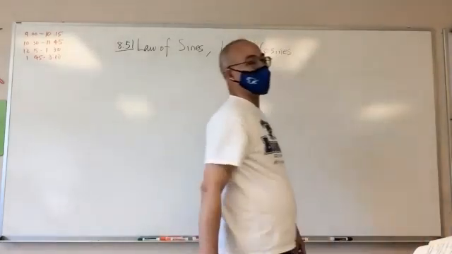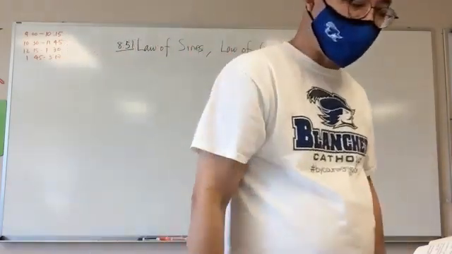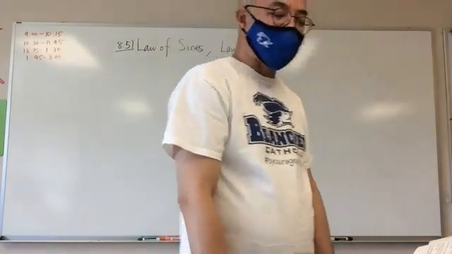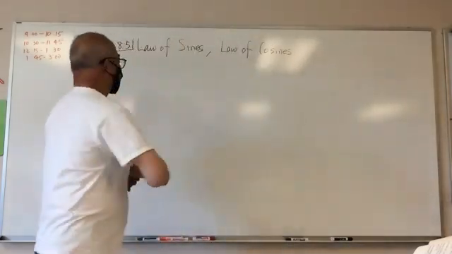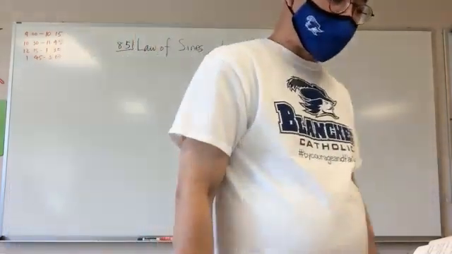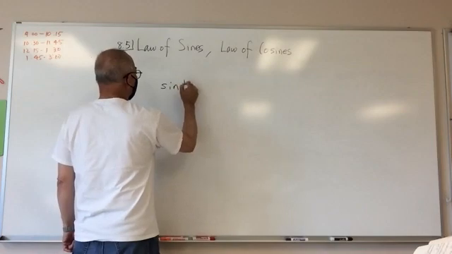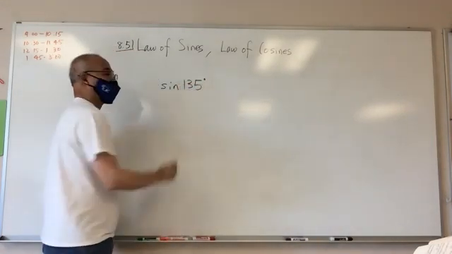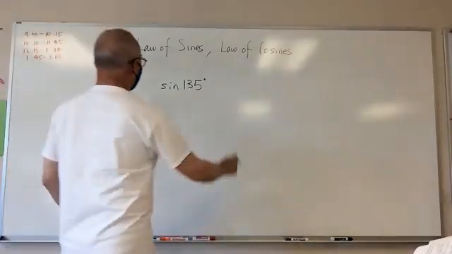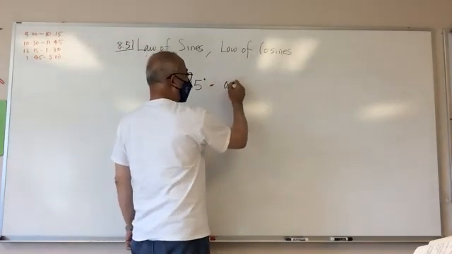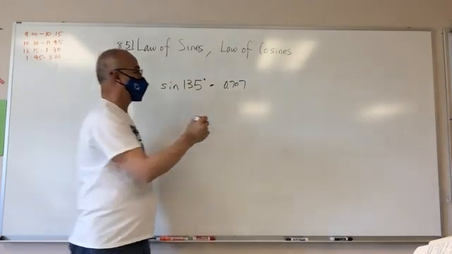Okay, 8.5. We're going to talk about law of sines and law of cosines. Before we do that, we're going to look at trig ratios for obtuse angles. So calculators out, and we are going to find the sine of 135 degrees. This would be an obtuse angle, correct? Greater than 90. What do we get? 0.707.